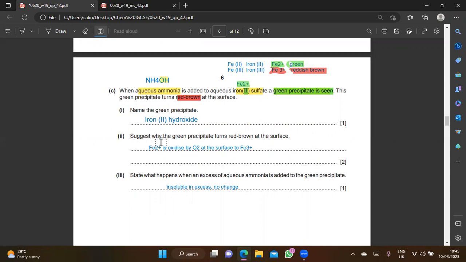Suggest why the green precipitate turns red-brown at the surface. 2 plus becoming 3 plus is very easy. The Fe2+ ion is oxidized by oxygen at the surface to Fe3+. That's it, for 2 marks. If you mention Fe2+ to Fe3+, you get 1 mark. And then if you mention oxidized by oxygen, that would be the second mark.